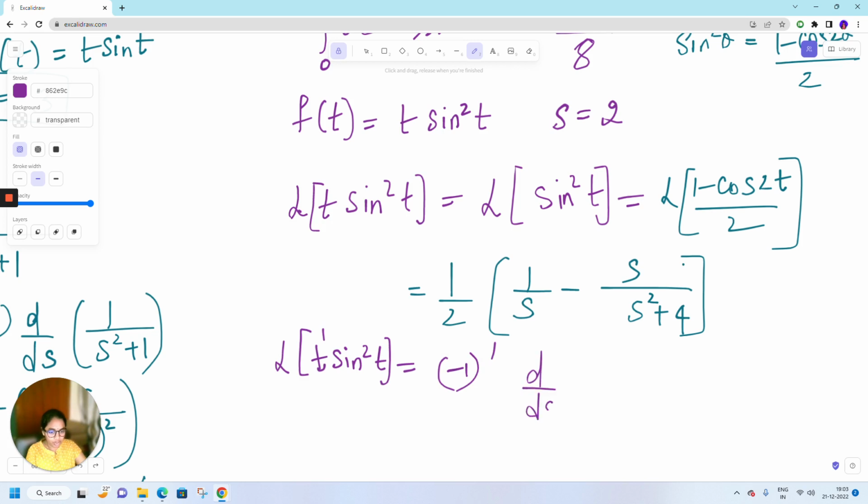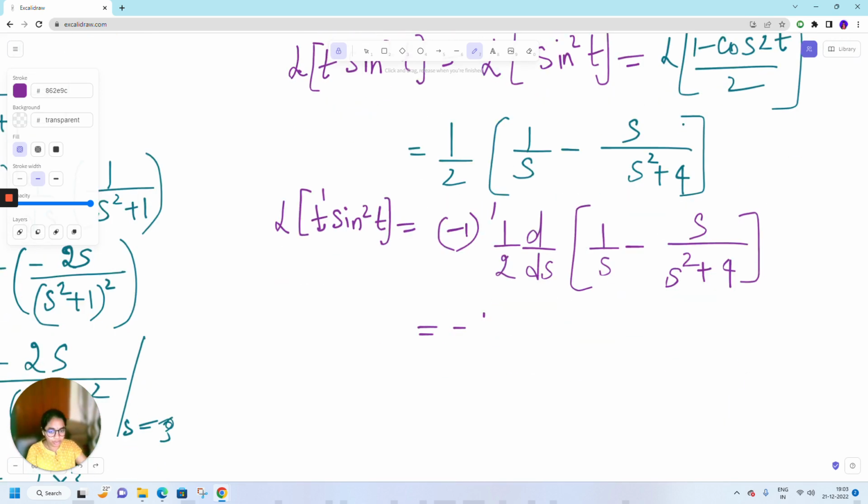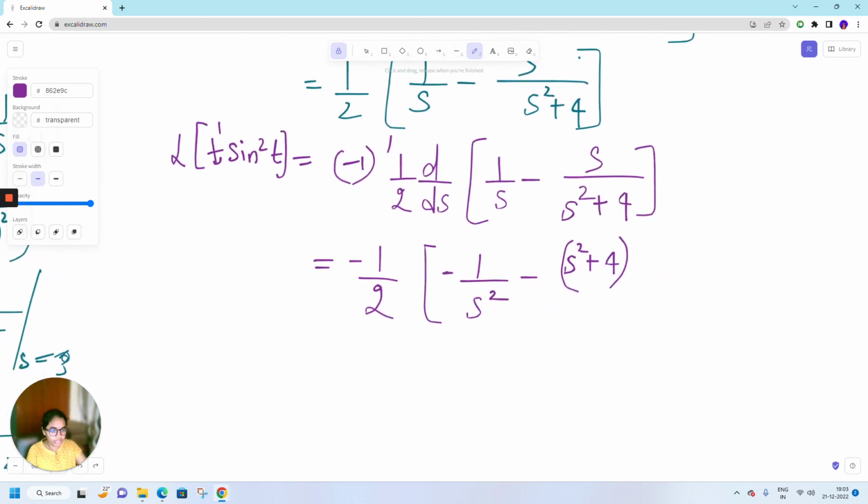So d by ds of, yes, half is a constant, I'll take it out. What else do you have? 1 divided by s minus s divided by s square plus 4. Okay, so minus 1 by 2 d by ds of, what is d by ds of 1 by s? That would be minus 1 by s square, minus, keep the denominator as it is, differentiate the numerator, you would get 1, minus, keep s as it is, differentiate the denominator, that would be 2s, divided by s square plus 4 the whole square.